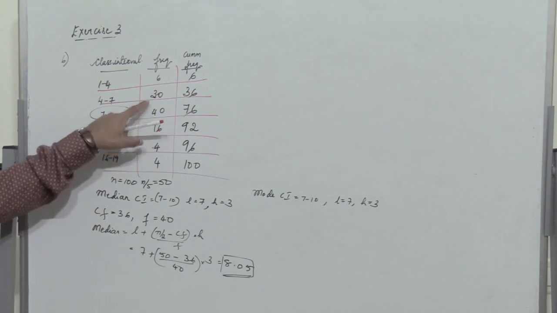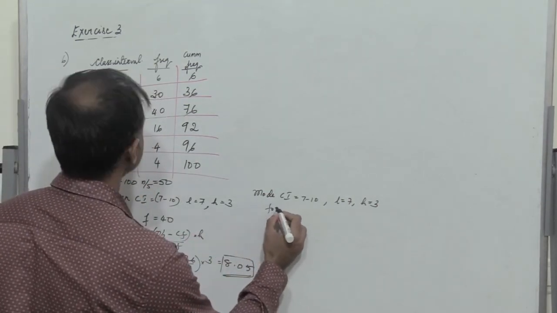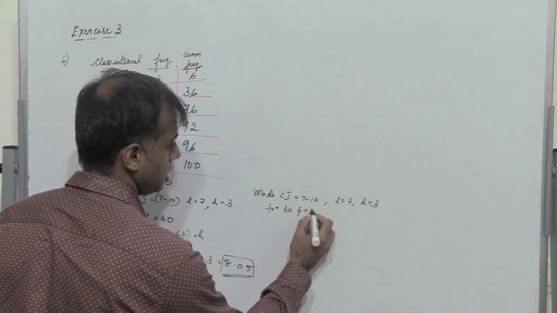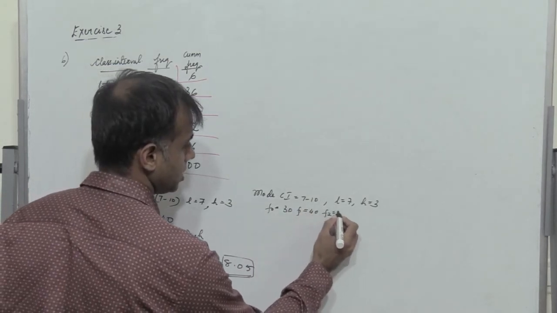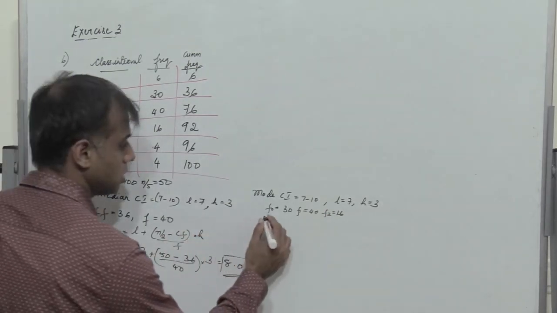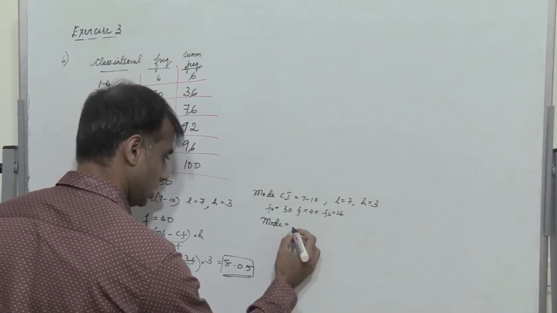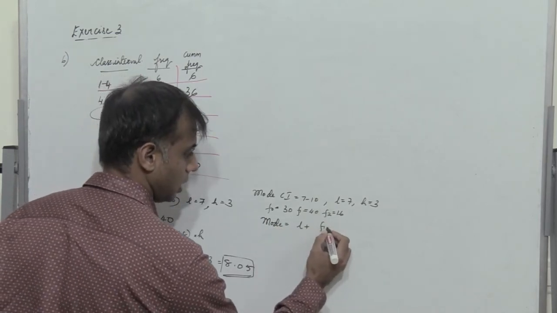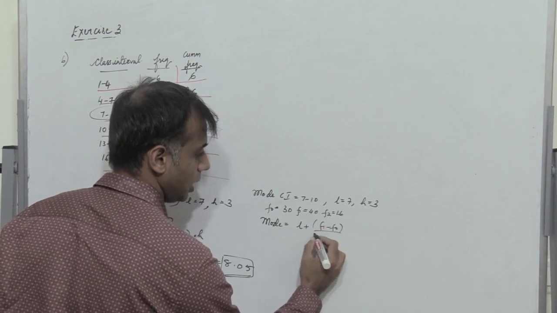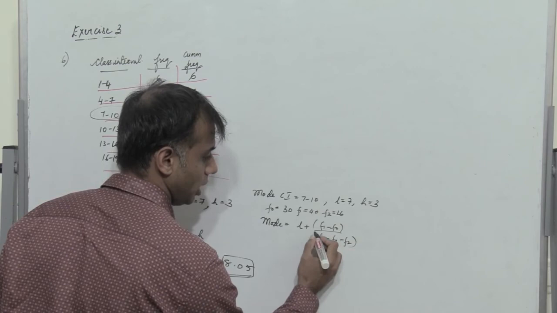Now F1 is 40, F0 is 30, F2 is 16. So let's substitute the values given in the expression. I hope you remember the expression for mode is L plus (F1 minus F0) divided by (2F1 minus F0 minus F2), into H.